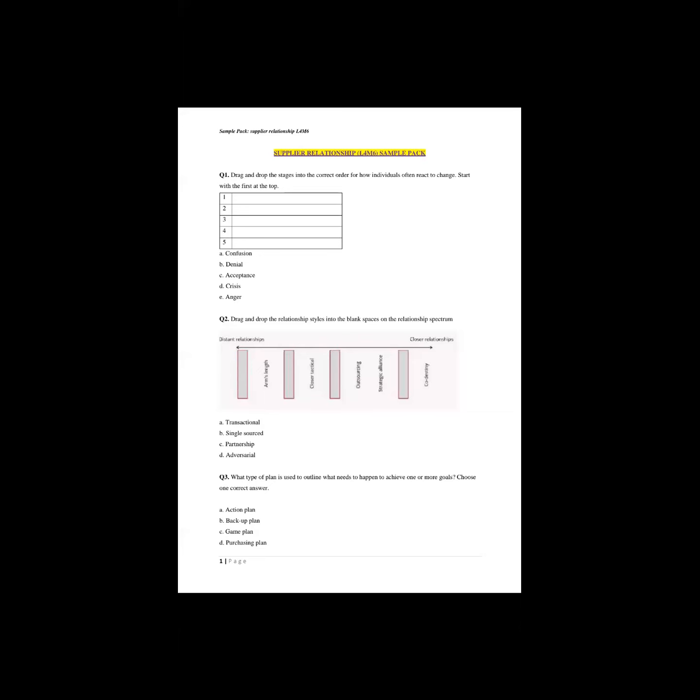Exactly. So let's start with the last. Which of them will be the last stage? Acceptance. Yes, good. So which one will be the first? Denial. Okay, denial. Which one will be the second? I think confusion. Confusion, yes.